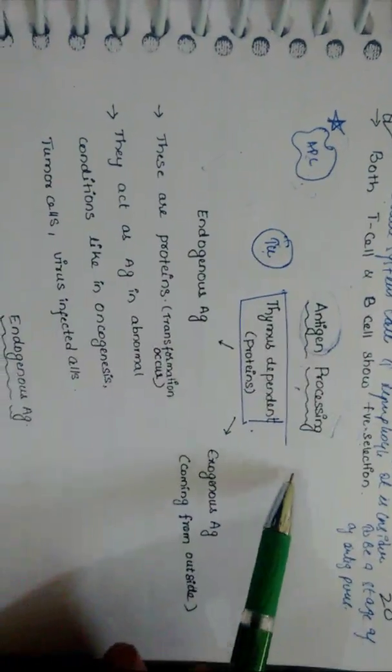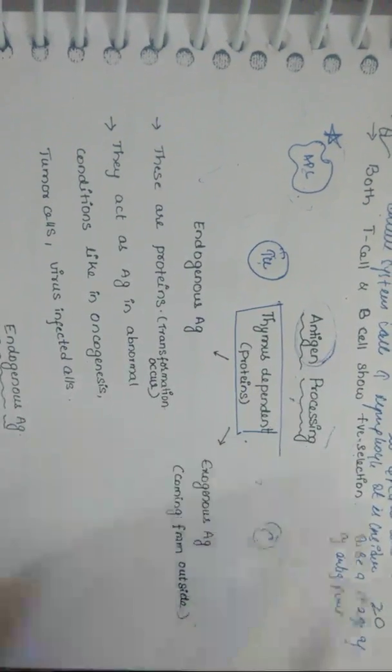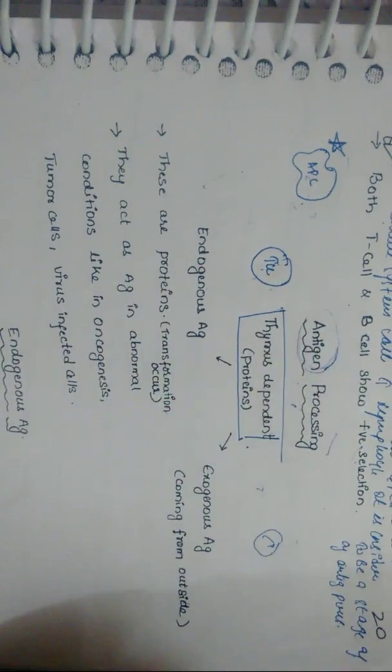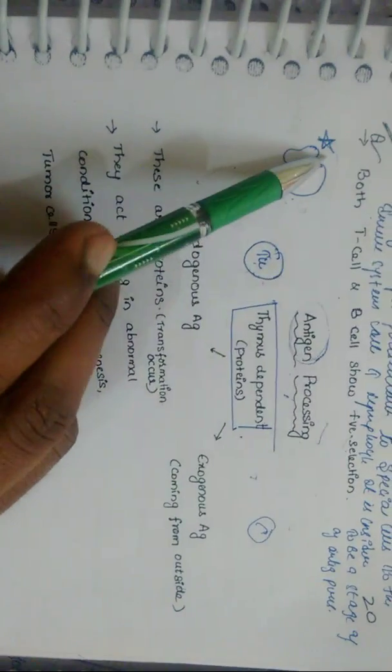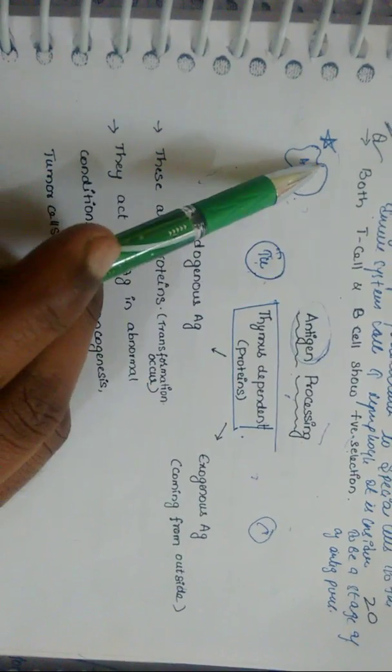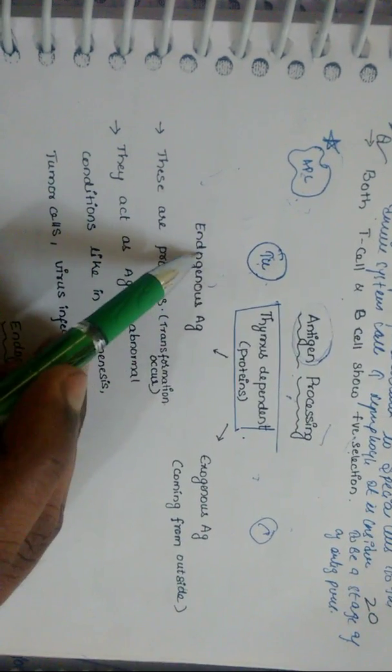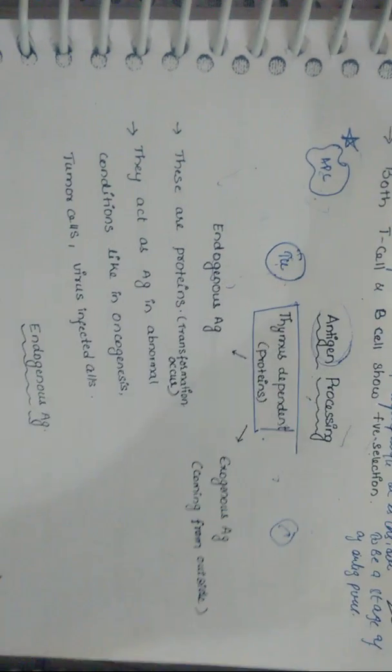Now let us understand the next point, which is written as thymus dependent. What is thymus dependent? It means T cell dependent. That means we are now understanding how the T helper cell is activated. Right now the T helper cell is here, and the antigen is here. You understand that antigens are of two types: one is endogenous and the other is exogenous.